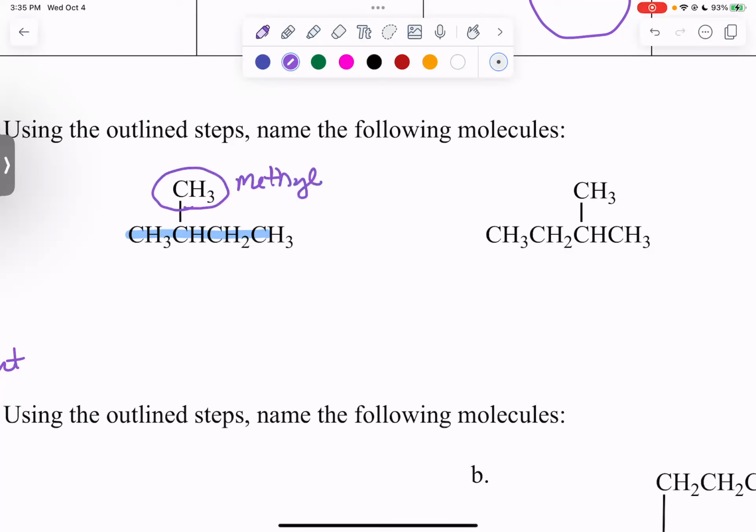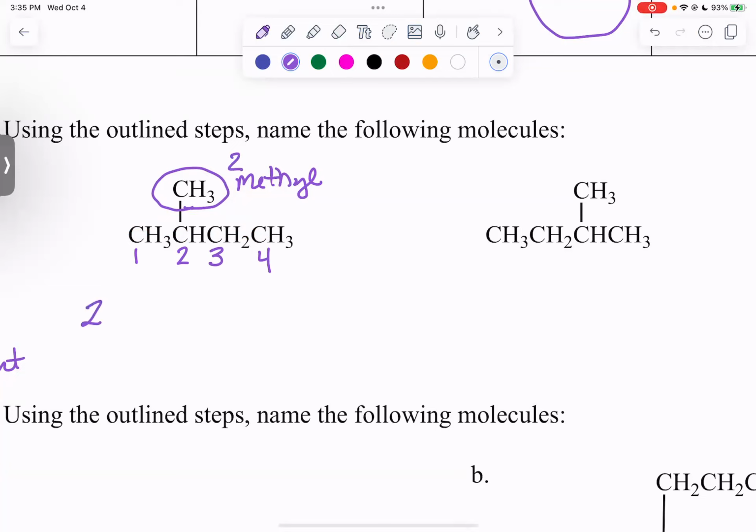I want to give that methyl group the lowest number possible. So I want to start my parent chain as close to that substituent as possible. Which one's closer, this carbon or this carbon? This carbon is closer, so let me erase some of this. And I'm going to number my parent 1, 2, 3, 4. And so I have my methyl coming off of carbon 2.